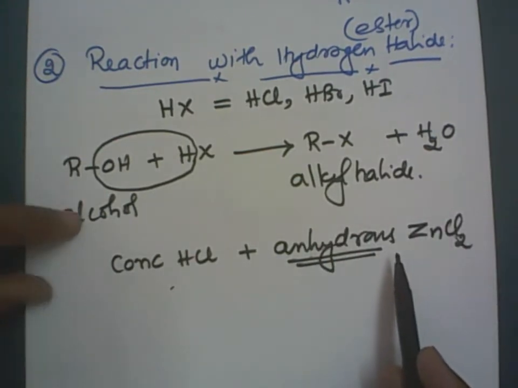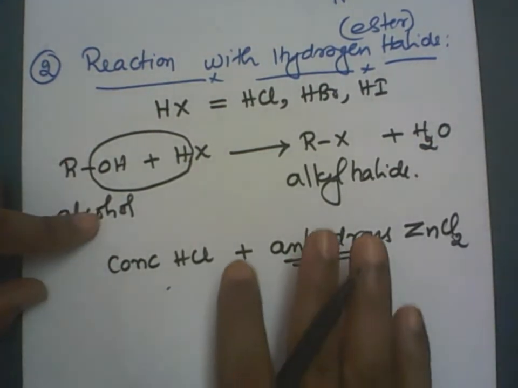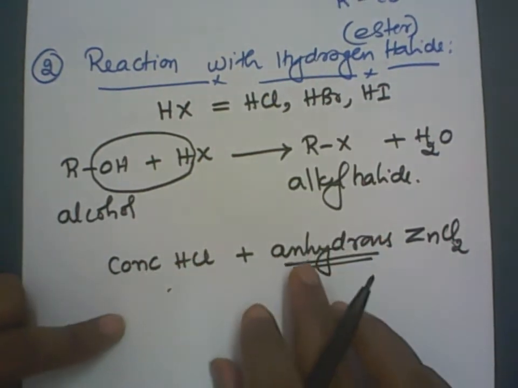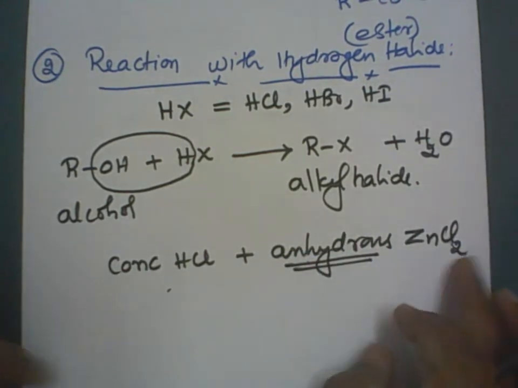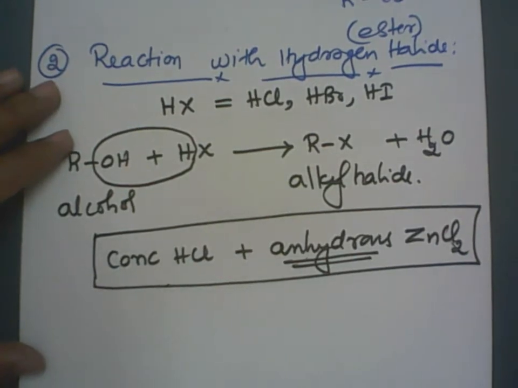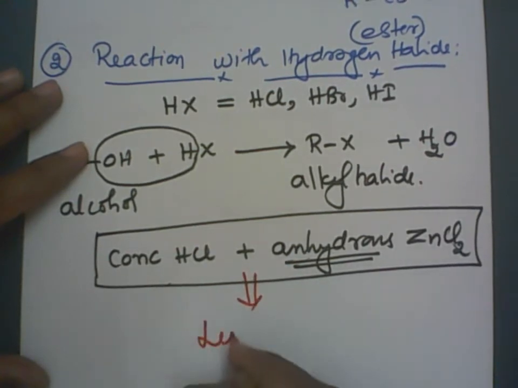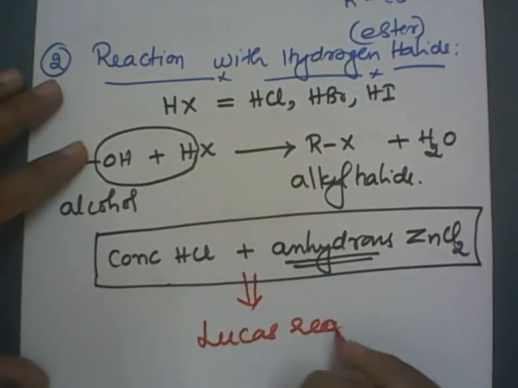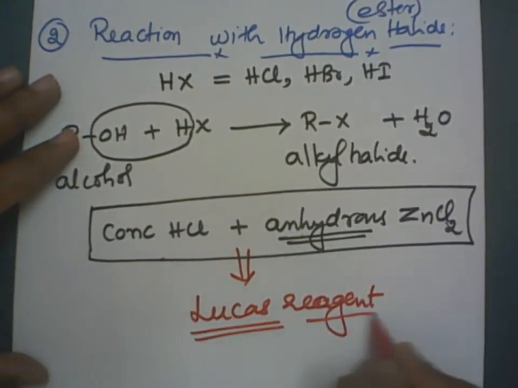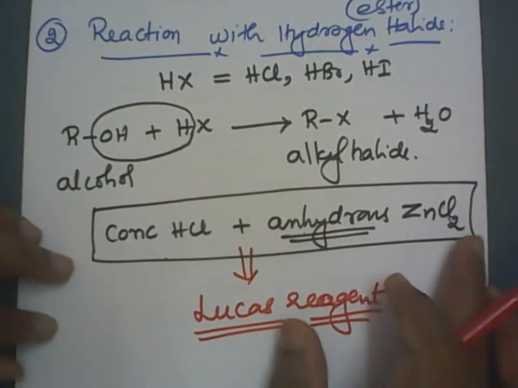Now, there are different types of alcohols: primary alcohol, secondary alcohol, tertiary alcohol. Some alcohols easily react with concentrated HCl, and for some alcohols we require an extra catalyst, anhydrous zinc chloride. This reagent, a mixture of concentrated hydrochloric acid and anhydrous zinc chloride, is known as the Lucas reagent. So what is Lucas reagent? Lucas reagent is a mixture of concentrated hydrochloric acid and anhydrous zinc chloride.